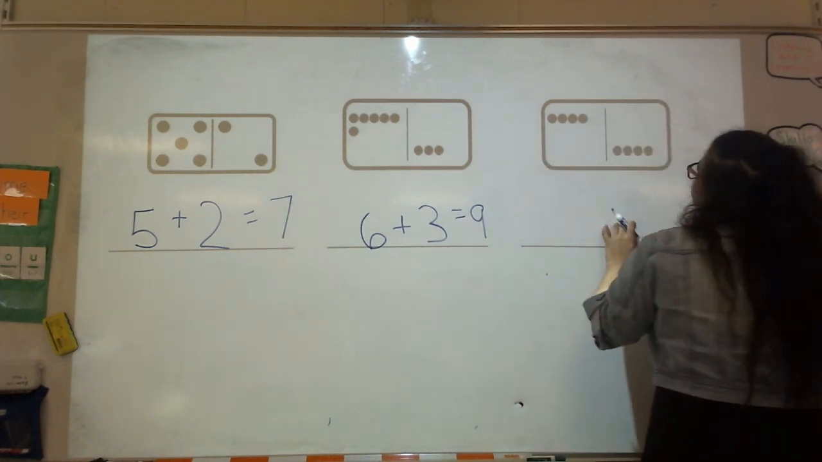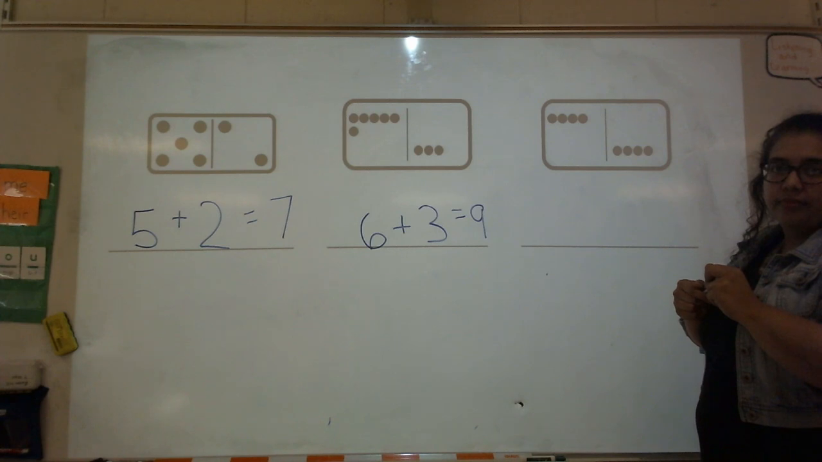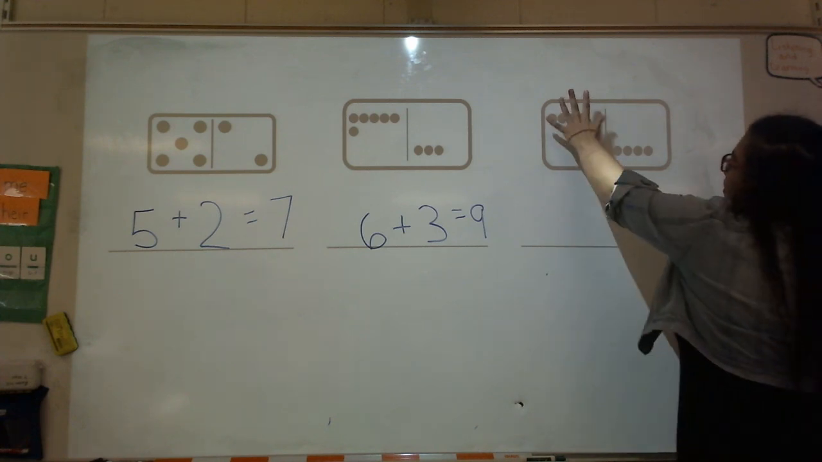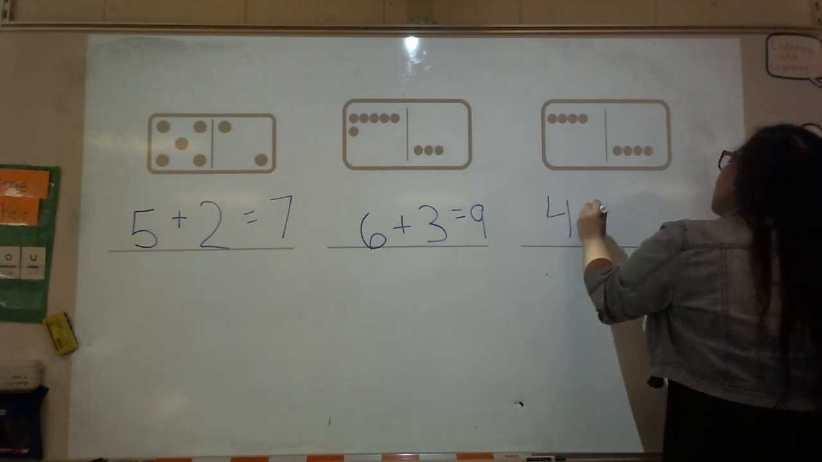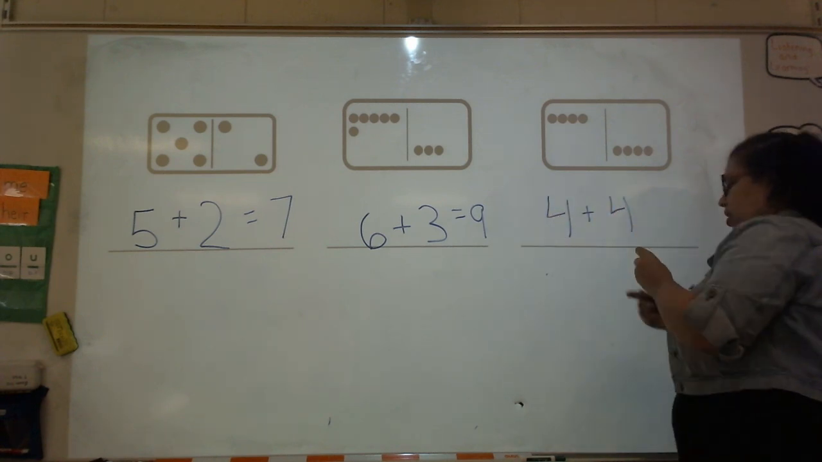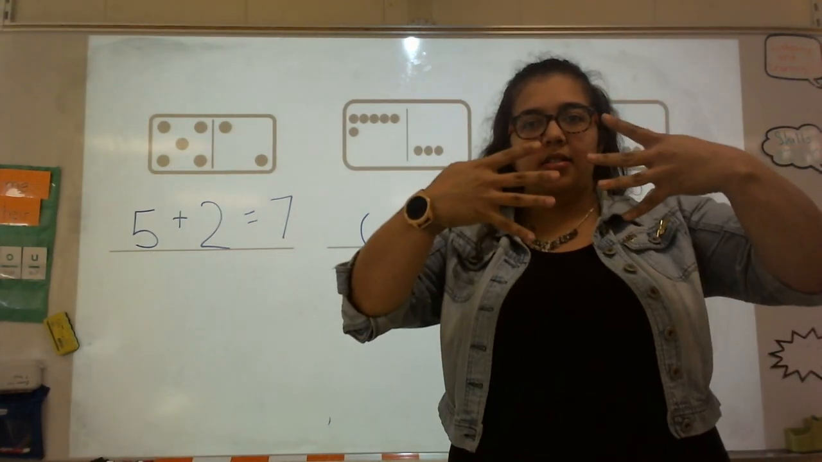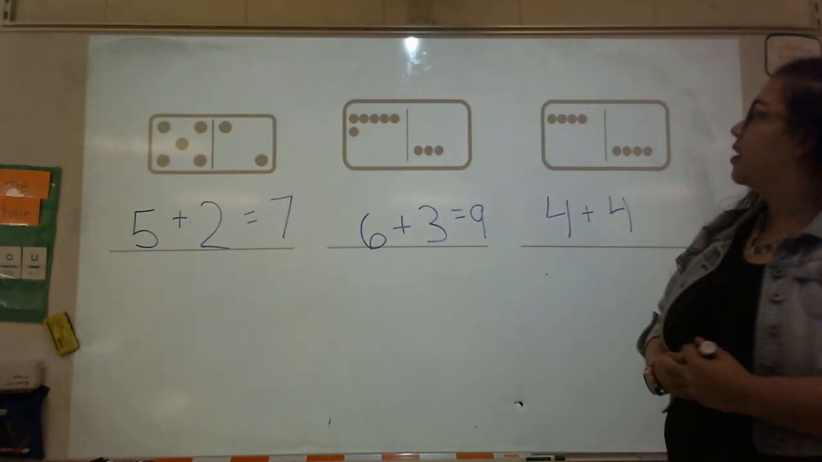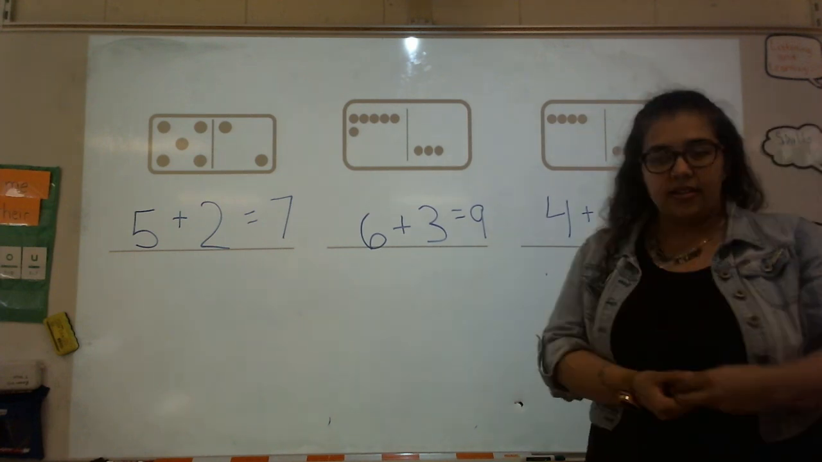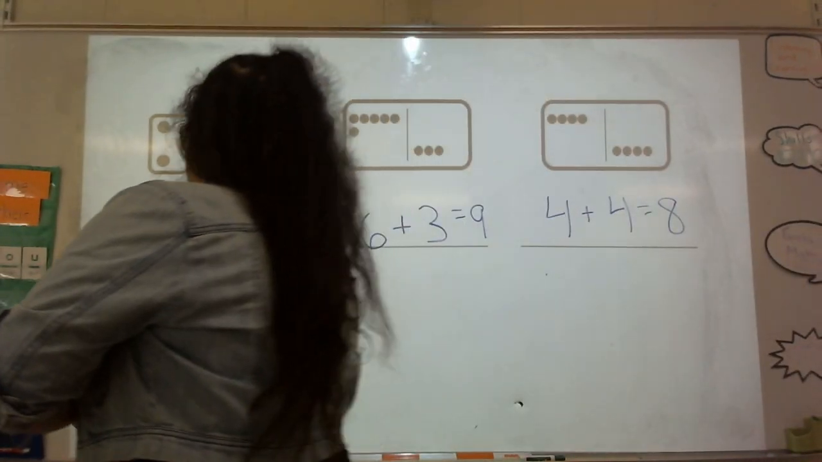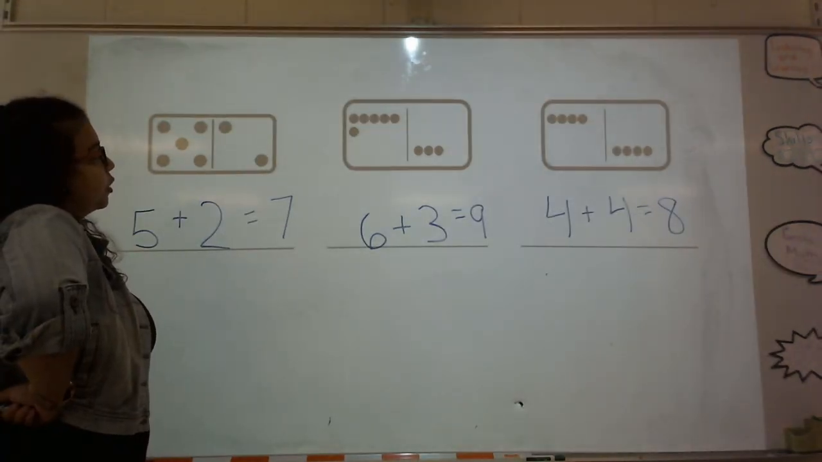All right, look at this last domino. What do we notice in this domino? They are doubles, correct. Each part matches one another. So this is 4 plus 4. Check your doubles with your fingers. 4, 4. This is 8. 4 plus 4 is equal to 8. Good job. So yeah, we did that earlier this year, looking at dominoes as independent problems.